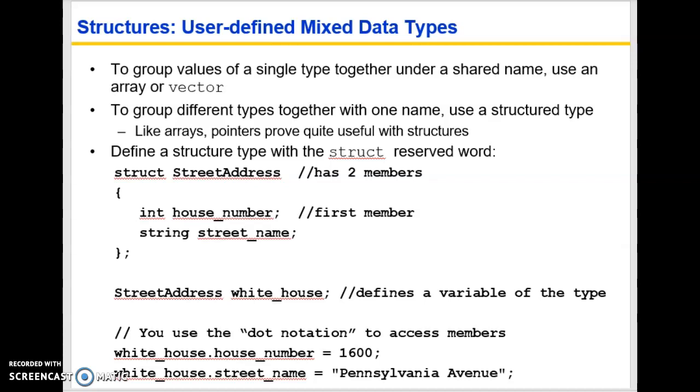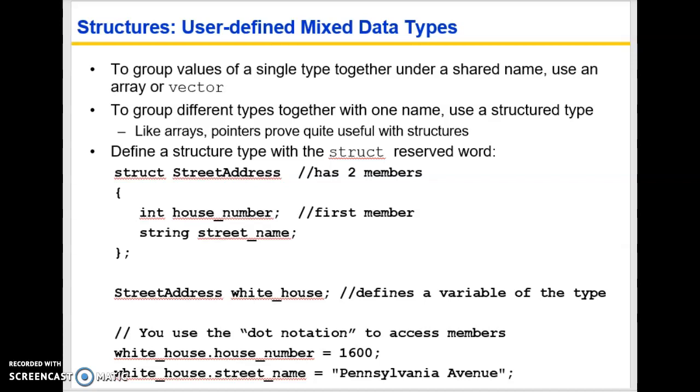But if we wanted to group a bunch of stuff together that isn't of the same type, we define a structure. So we define a structure with the struct reserved word, struct street address. In the case of a street address, it has a house number and a street name. One's an integer and one's a string. And since we want to keep those together and establish the relationship between the two, we can create a struct.